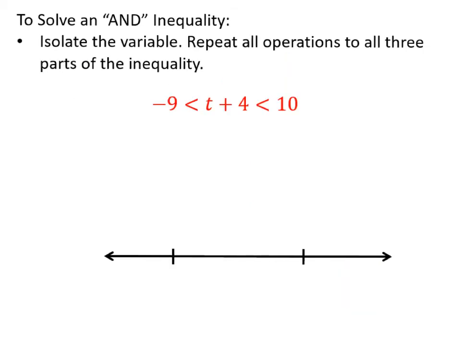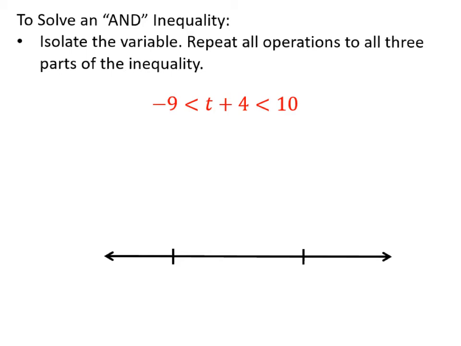Now, in order to solve an and inequality, you want to still isolate the variable, so we get it in that form like we had in the last slide. So we're still going to repeat the same steps we would just like we were solving an equation. However, whatever you do to one part of the inequality, you have to do to every single part.